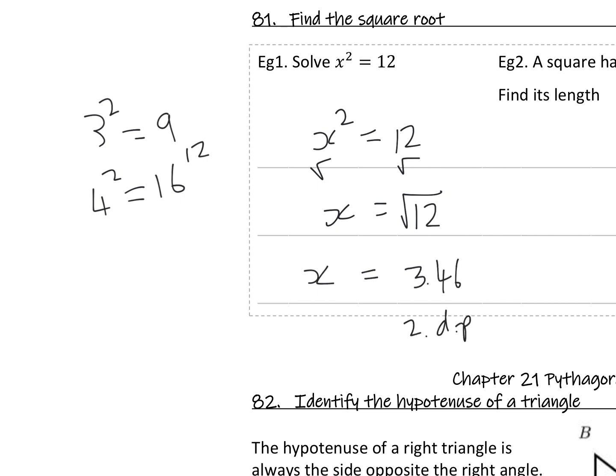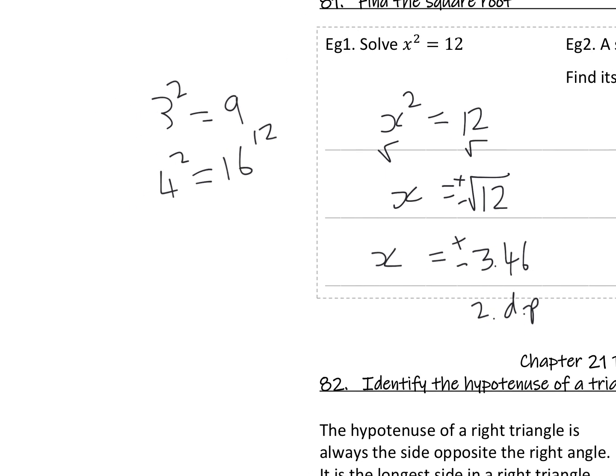It's been rounded. As well as that, there's an added complication. When you have x squared equals 12, it's possible that the answer could be, yes, root 12, but it could be the negative of root 12. So it could be plus 3.46, or it could be minus 3.46.